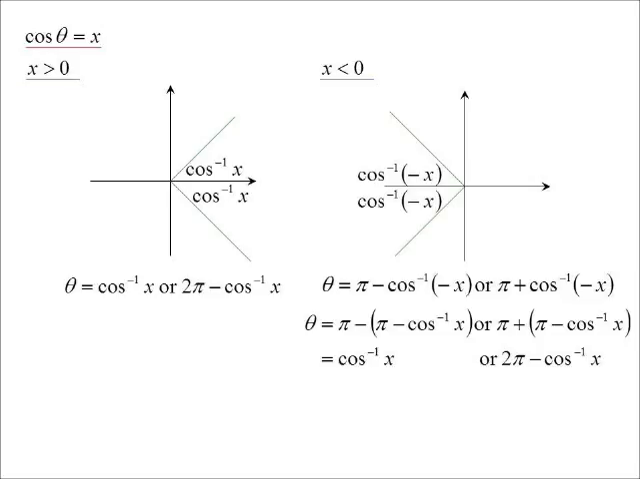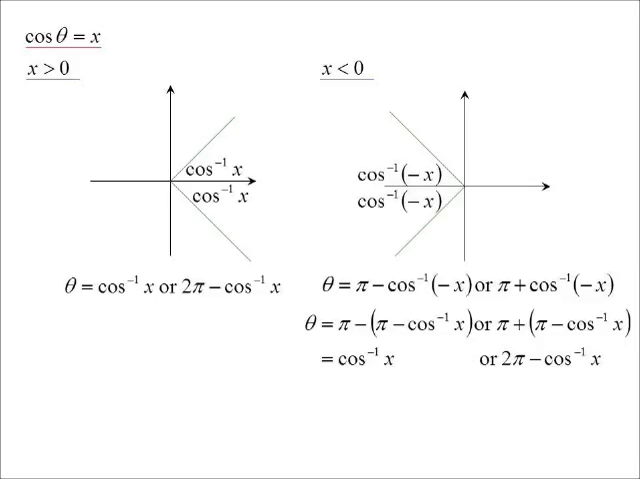What's the next solution? Solution 1, inverse cos of x. Solution 2, 2 pi minus inverse cos of x. Solution 3, 2 pi plus the inverse cos of x. Add 2 pi to the first solution. Solution 4, 4 pi minus the inverse cos of x. Solution 5, 4 pi plus the inverse cos of x.